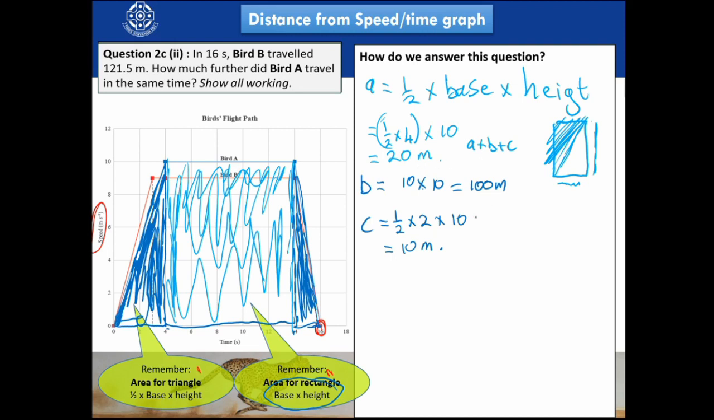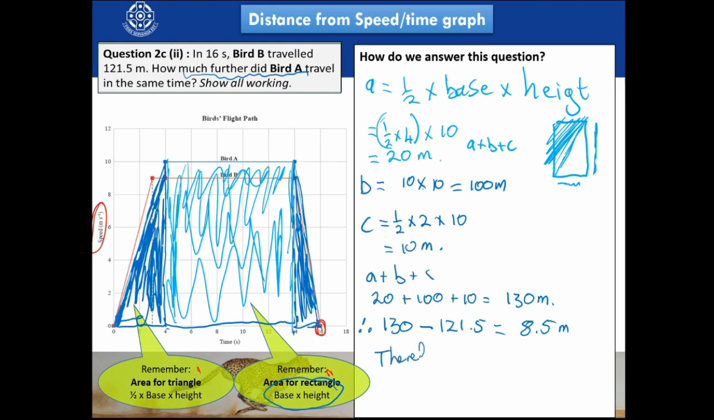Then we add these together. A plus B plus C. So 20 plus 100 plus 10 equals 130 meters. Now the question said, in 16 seconds, bird B traveled 121.5. How much further did bird A travel? Show all your working. So you then say 130 minus 121.5 gives us 8.5 meters.